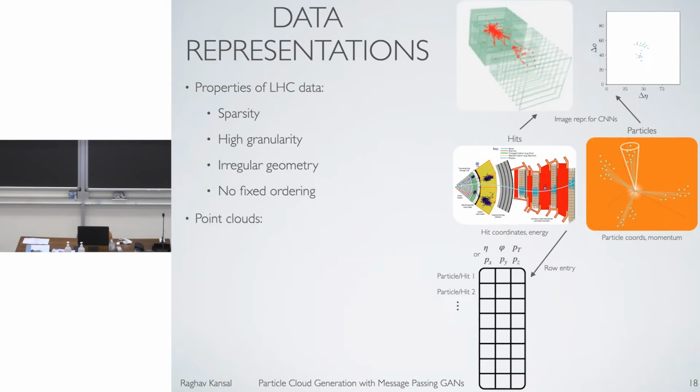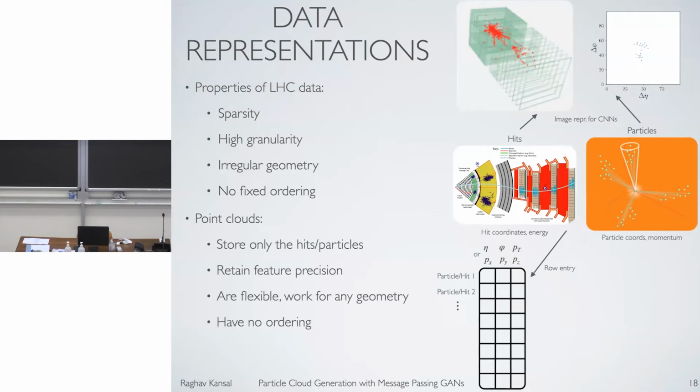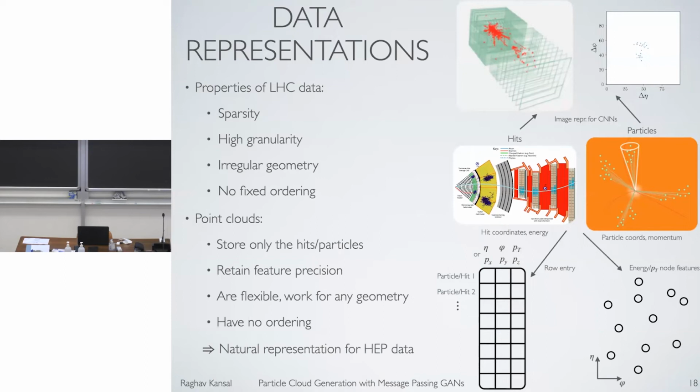So instead, what we and a lot of people are using is a point cloud based representation, where we store only the hits and the particles. We retain full feature precision. We don't lose any granularity. It works for any underlying geometry. And it's just a set of points in space. So there's no ordering. So it's a natural representation for this type of data.